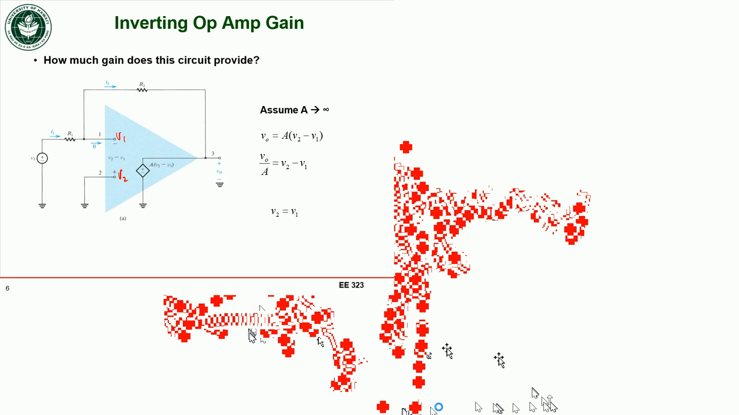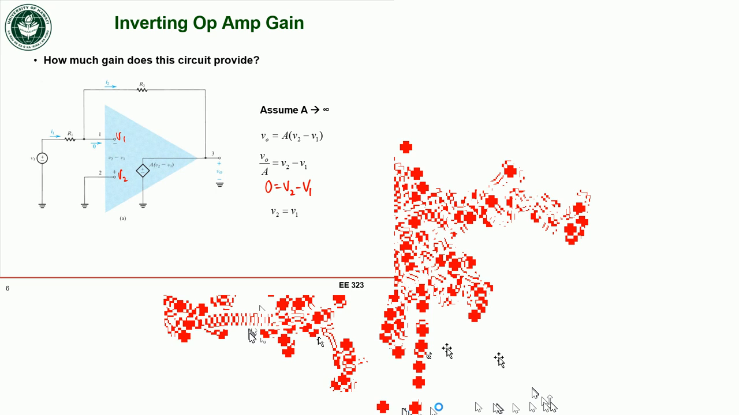Okay, so we'll assume that because we have our ideal op amp, that our gain factor A is infinite. So if I want to write an equation for my output voltage, it is the voltage from this point in the circuit to ground, so it's going to be the same as the voltage across that dependent source. My output voltage will be equal to A times V2 minus V1. That's the voltage across that dependent source. Then if you move A over to the left-hand side of the equation, you'll get output voltage divided by A equals V2 minus V1. But A is infinite, so this left-hand side is going to go to zero. And that means that V2 is going to be equal to V1.